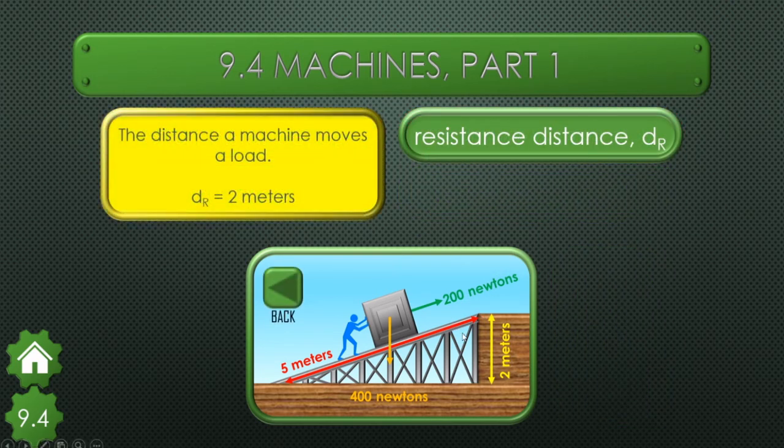The resistance distance is how far the machine moves the load. While Frank has to push the box a distance of 5 meters, the ramp only raises the box 2 meters. So the resistance distance in this case is 2 meters. Once again, the effort distance is 5 meters. The resistance distance is 2 meters.